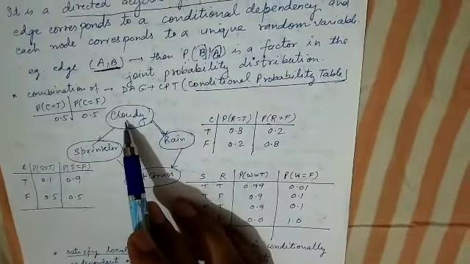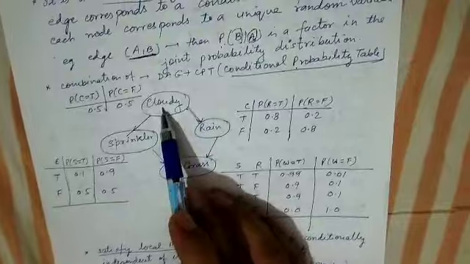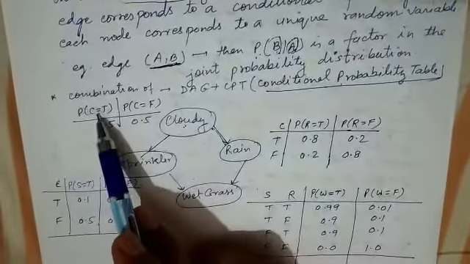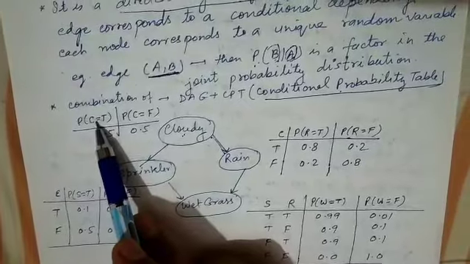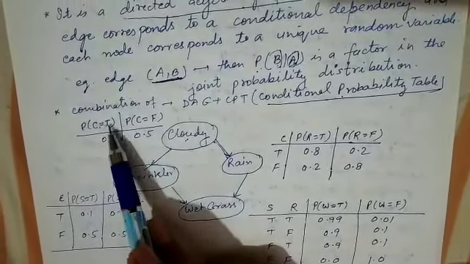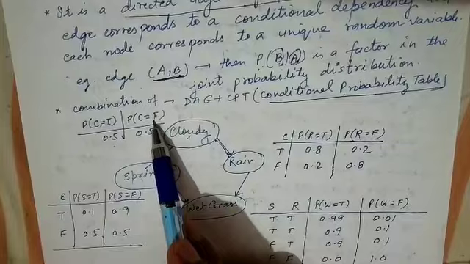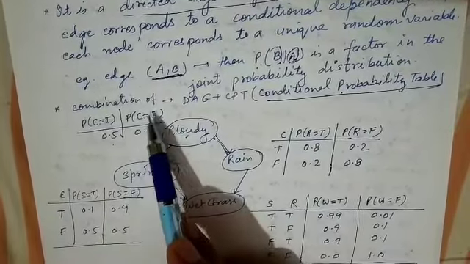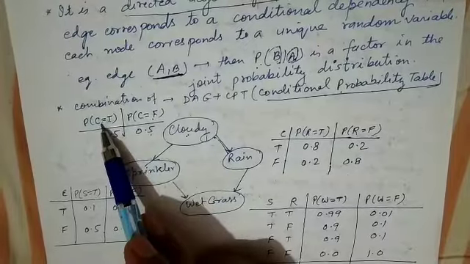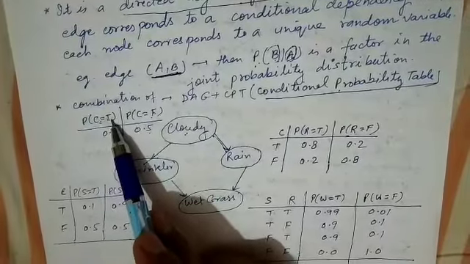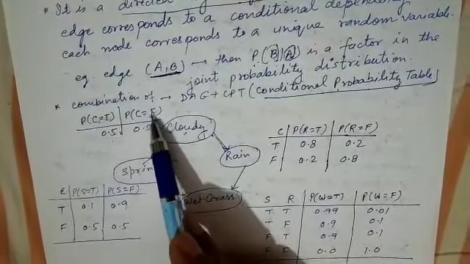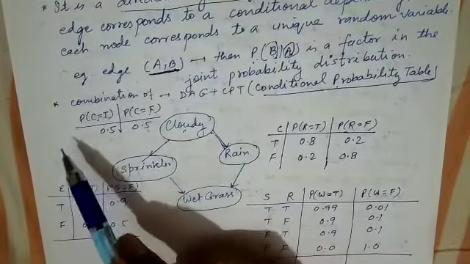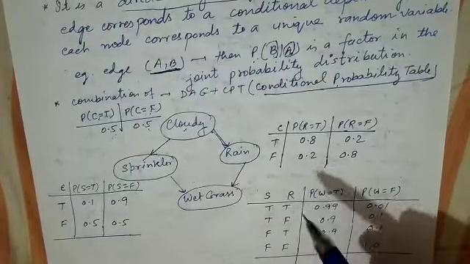Just see here. If we talk about the cloudy season, what would be the probability? The probability of being cloudy, cloud equal to true, is 50%. The probability of not being cloudy, cloud equal to false, is also 50%. So if the cloud condition is true, the probability is 50%, and if it is false, we have the conditional probability here.